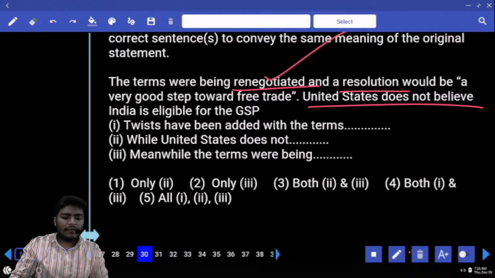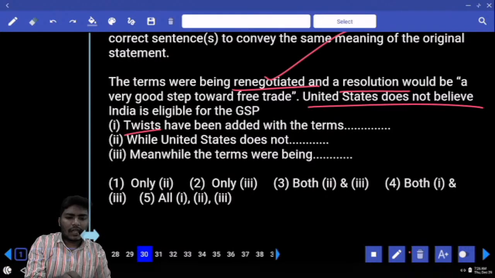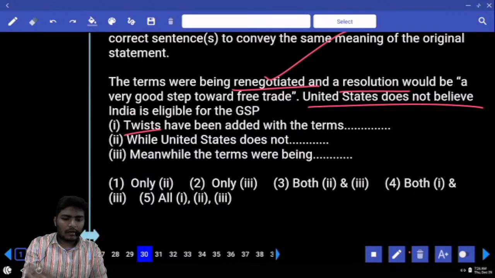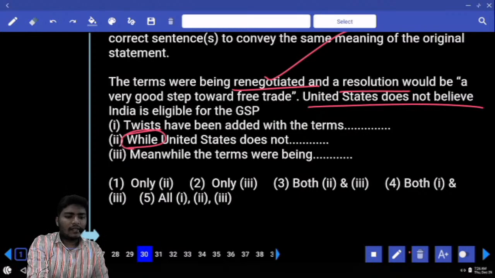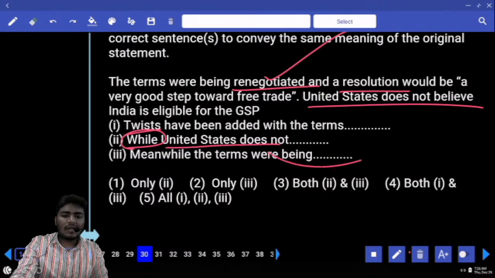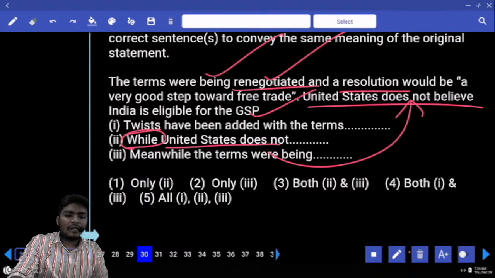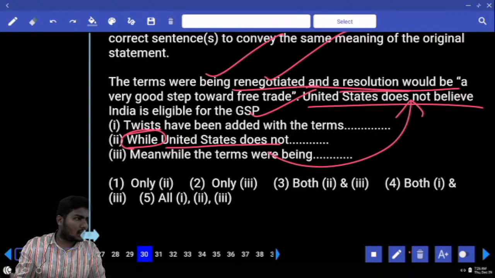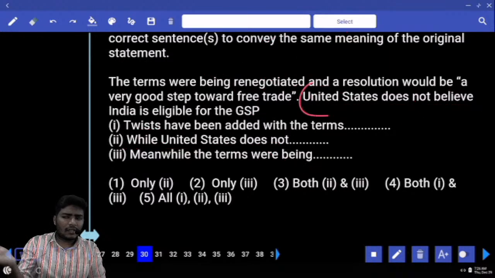Now, look at the first option. Twists, can we find this word anywhere in the whole sentences? No, not there. Keep that aside. While speaks about two separate incidents: while United States does not believe India is eligible for the GSP, on one side there are some negotiations for the new resolution. So on one side United States is saying this fellow is not eligible, but on the other side he is trying to be eligible. So we can go for the second one.